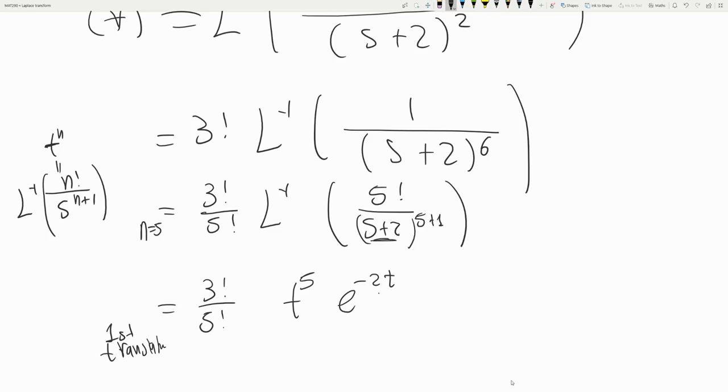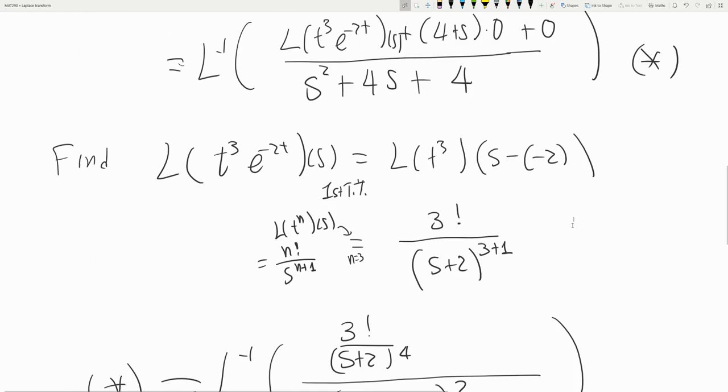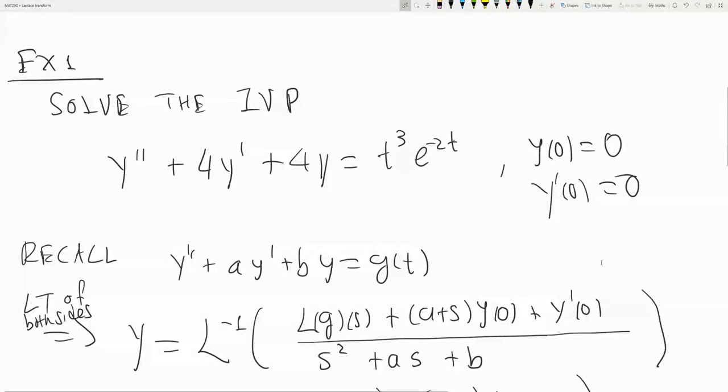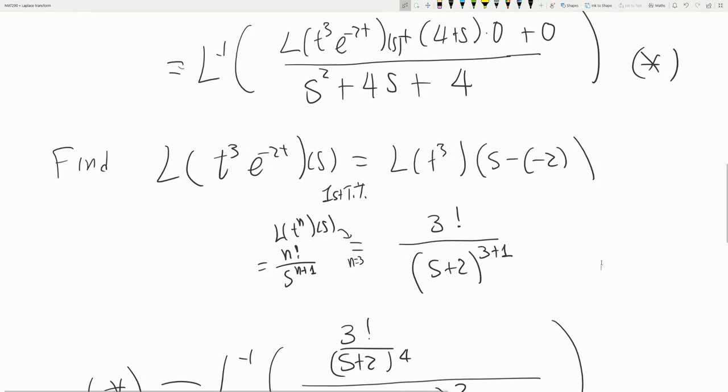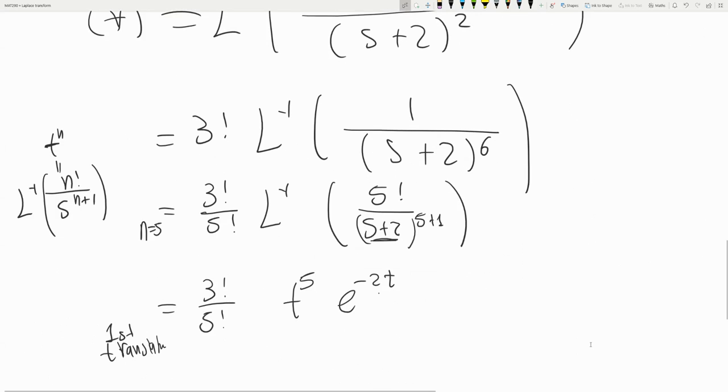This is because we have s plus 2 here. So let me make it clear. Here, we're using the general formula: L of t to the n e to the minus at is equal to L of t to the n at s minus a. So we're doing that same thing here.